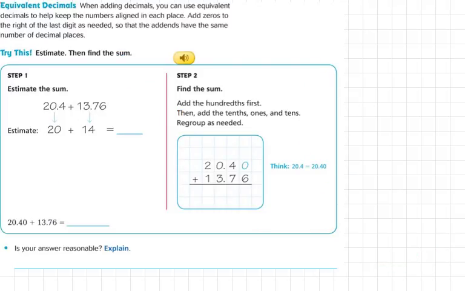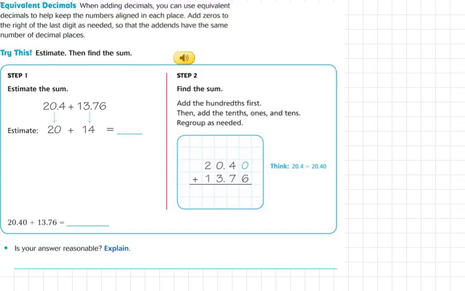So now, boys and girls, we have one more problem to do, which deals with equivalent decimals. It says, when adding decimals, you can use equivalent decimals to help keep the numbers aligned in each place. Add zeros to the right of the last digit as needed so that the addends, which is just a fancy word for the two numbers you add together, have the same number of decimal places. Try this. Estimate the sum and then find the sum.